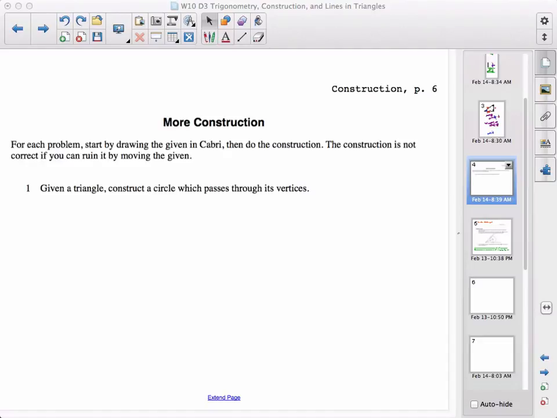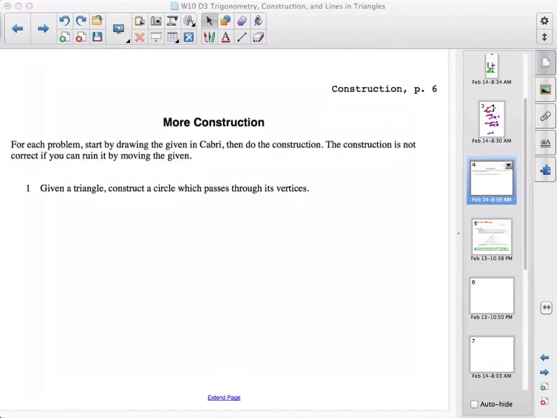Cabri that I just wanted to show to us before we keep working on the rest of our Cabri constructions today. We're going to spend the first half working on those other constructions, but I want to review this one. So given a triangle, construct a circle which passes through the vertices.